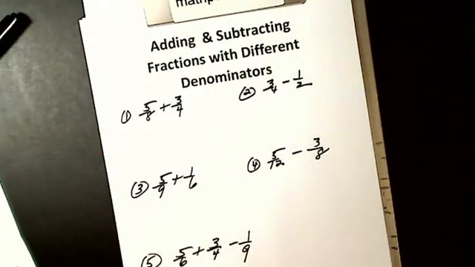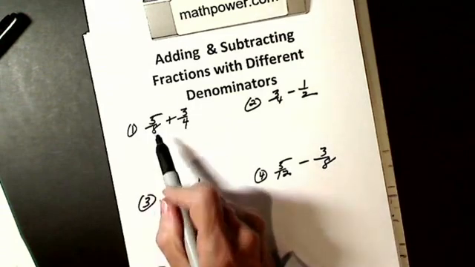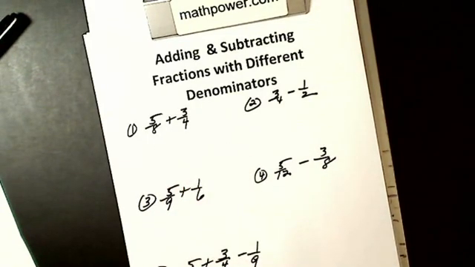Adding and subtracting fractions with different denominators. This is what a lot of people have trouble with, but honestly, it's going to be easy. I can't add eighths and fourths, so what I have to do is get a common denominator.